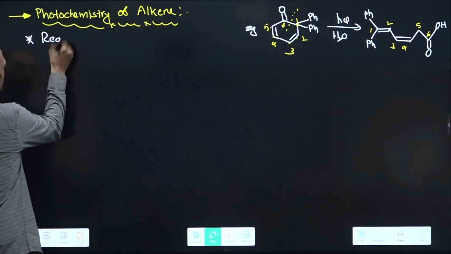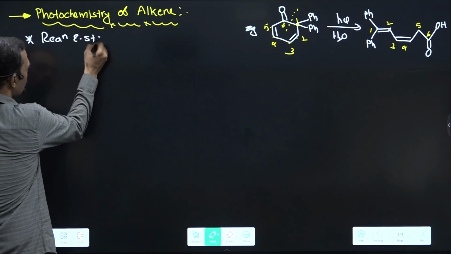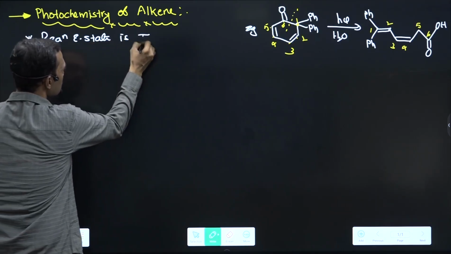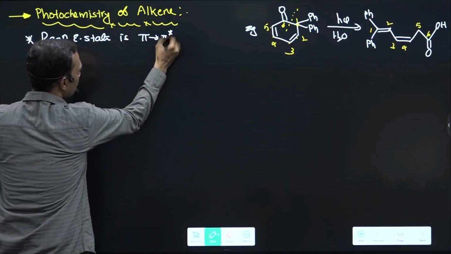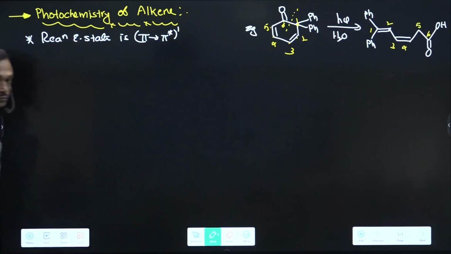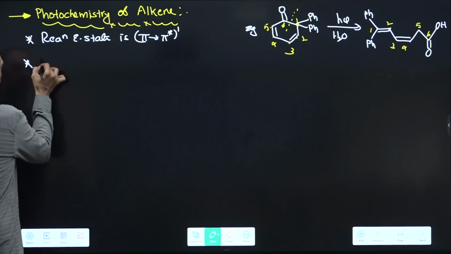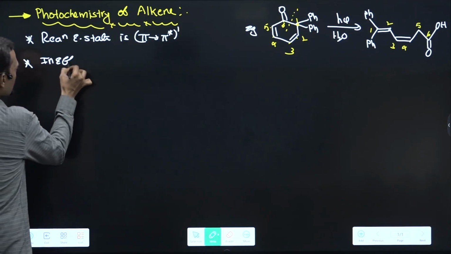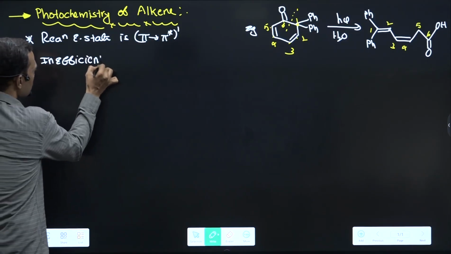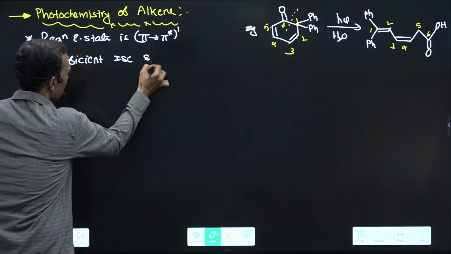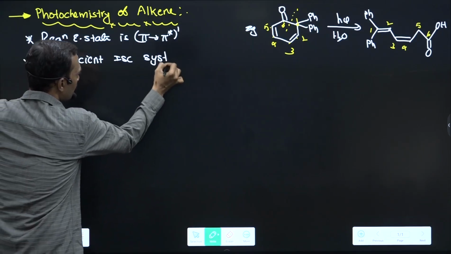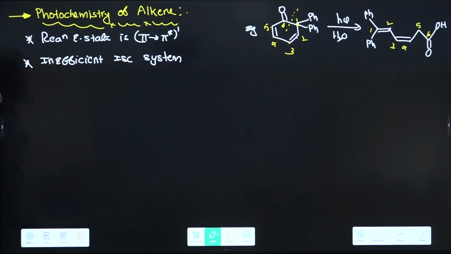So here, most of the olefins' reaction excited state is the pi to pi star singlet. Singlet is a real excited state. Especially this molecule is an inefficient ISC system. It is an inefficient ISC system, unable to generate a pi to pi star triplet.